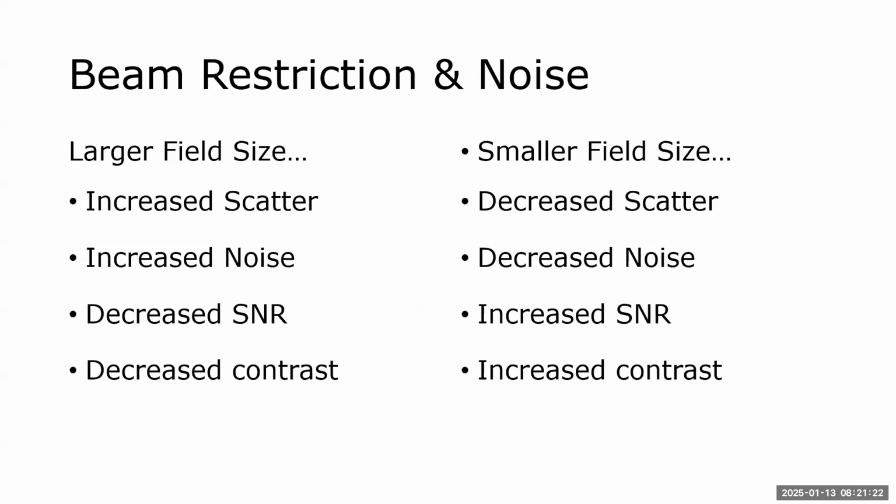On the other hand, with a smaller field size, you're going to have less matter, less scatter, which means less noise, which means better signal to noise ratio, and increased contrast. So smaller field sizes give you all these good things. Now, sometimes we have to use larger fields, like abdomens, things like that, spines.